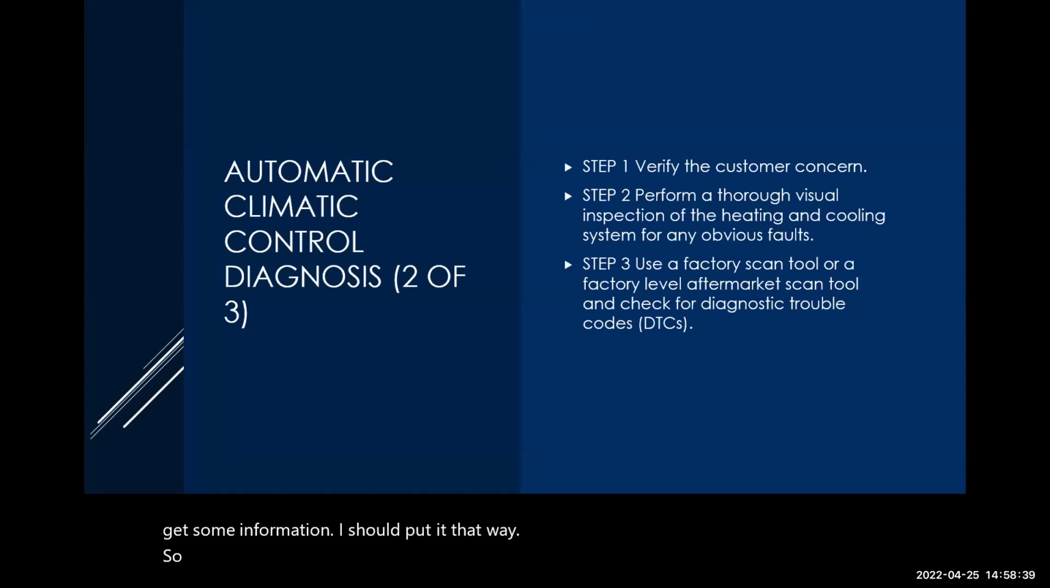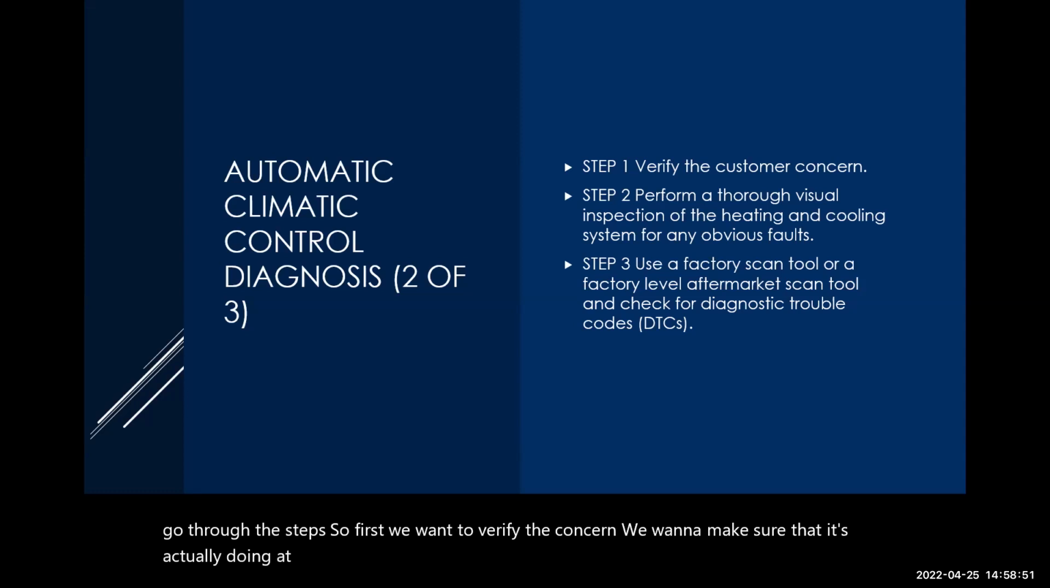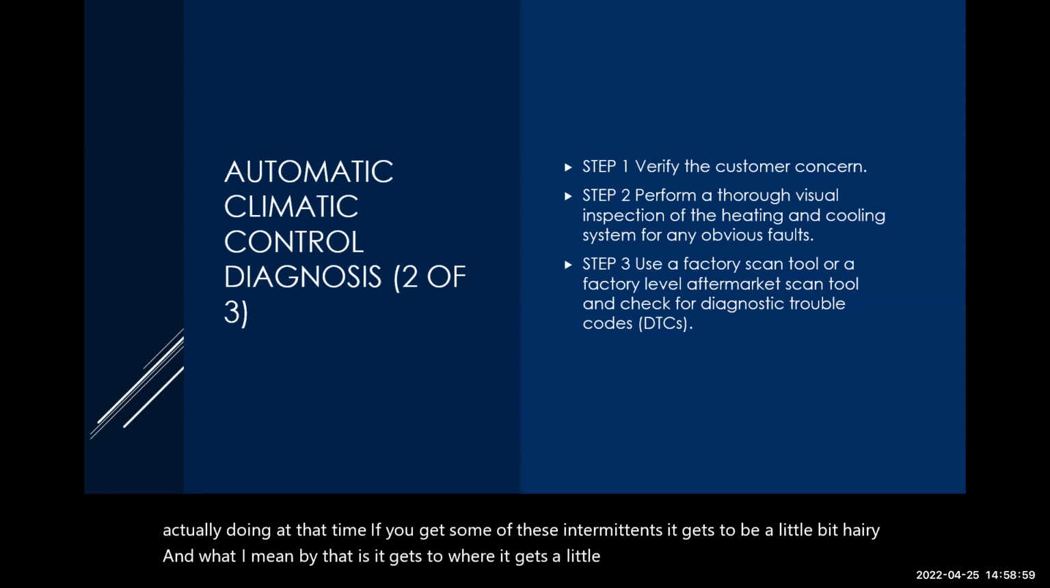Whenever we go through a concern from the customer, like always, we want to go through the steps. So first, we want to verify the concern. We want to make sure that it's actually doing it at that time. If you get some of these intermittents, it gets to be a little bit hairy. What I mean by that is it gets difficult to find if that's not happening at that time.